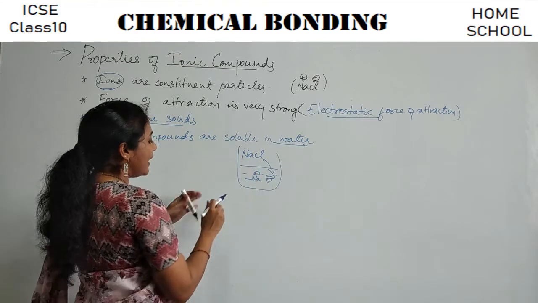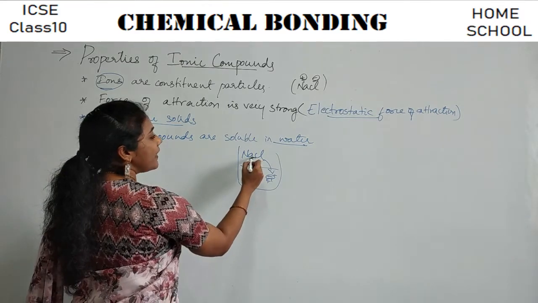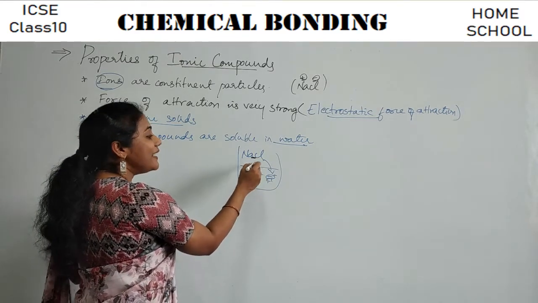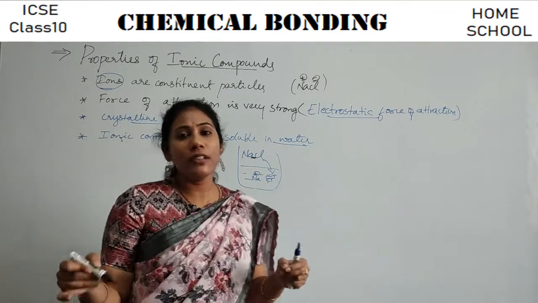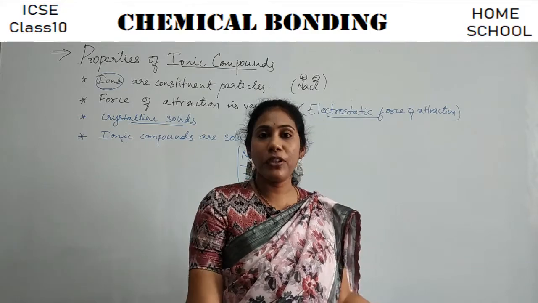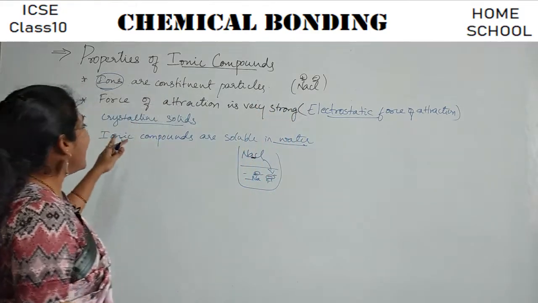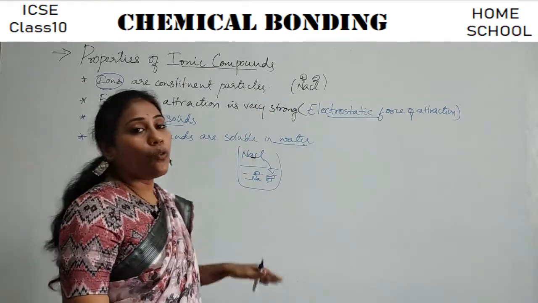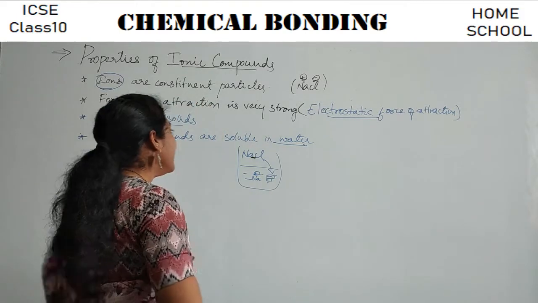So whatever attractive force there is between Na and Cl, that attractive force can be broken to some extent with the help of water. It has that ability. That's the reason ionic compounds are soluble in water, right?